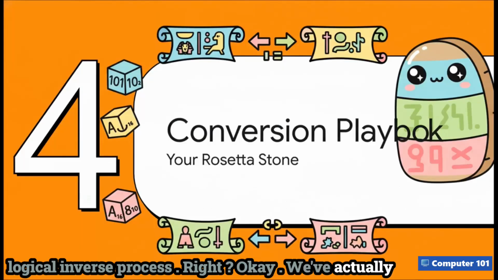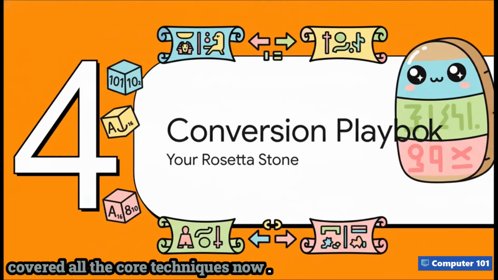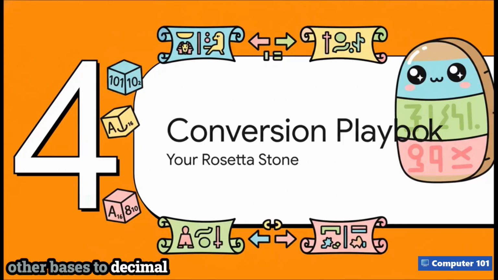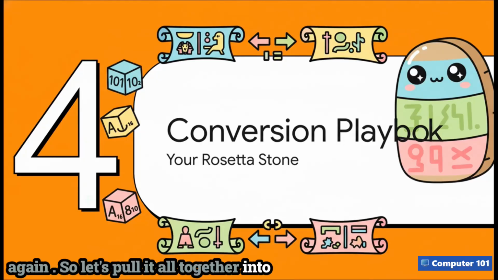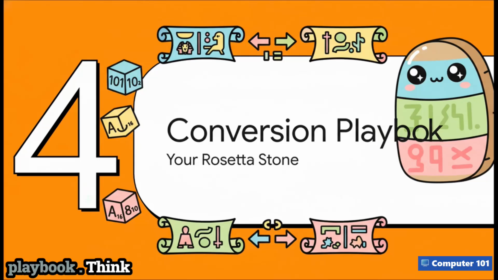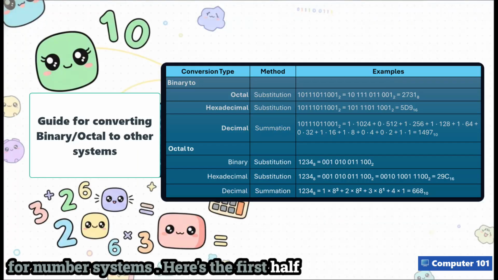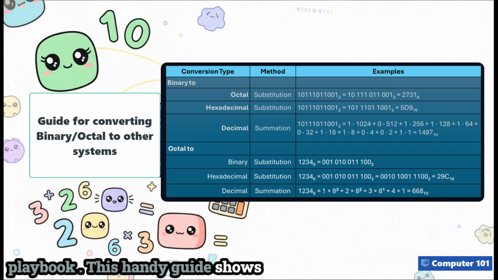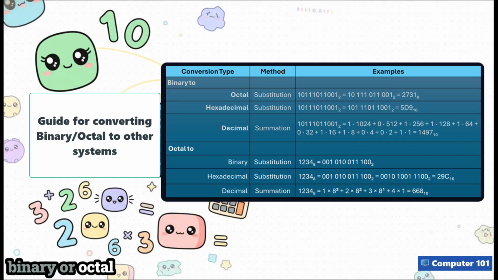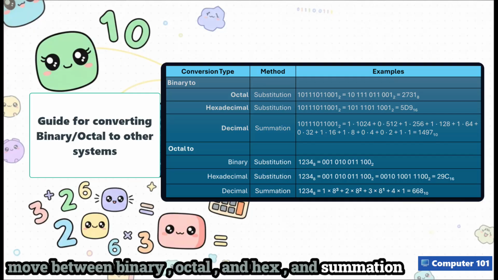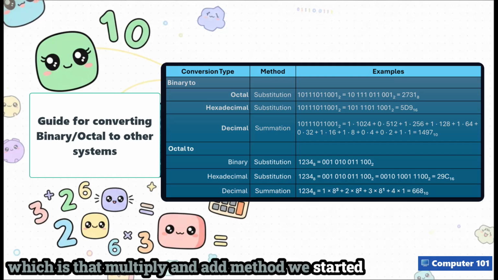Okay, we've actually covered all the core techniques now. We've gone from other bases to decimal, and from decimal right back again. So let's pull it all together into one complete playbook. Think of it as your personal Rosetta Stone for number systems. Here's the first half of that playbook. This handy guide shows you how to get from binary or octal to other systems. You can see the main methods are substitution, which is a quick way to move between binary, octal, and hex, and summation, which is that multiply and add method we started with.